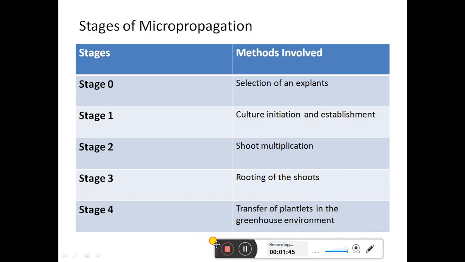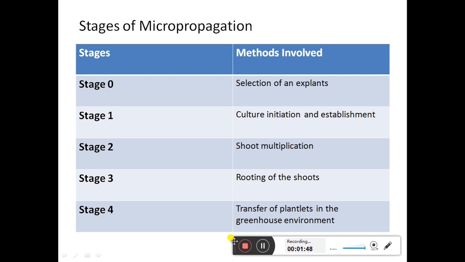Let me discuss the stages of micropropagation. There are mainly 5 stages. Stage 0 is the selection of an explant. Stage 1 is the culture initiation and establishment. Stage 2 is shoot multiplication. Stage 3 is rooting of the shoots. And stage 4 is transfer of the plantlets to the greenhouse environment.